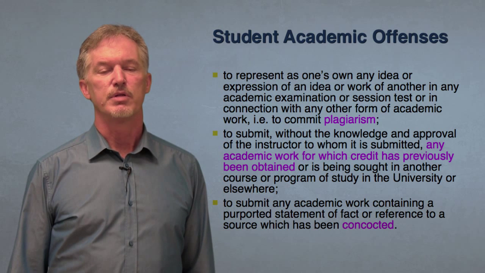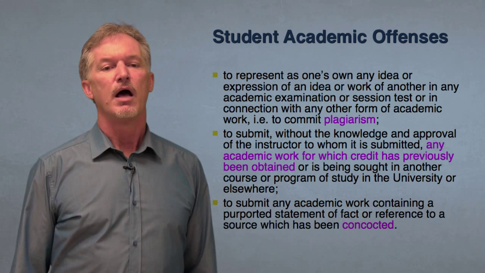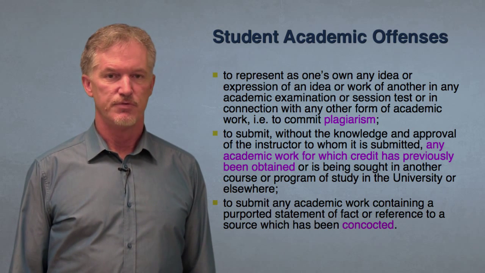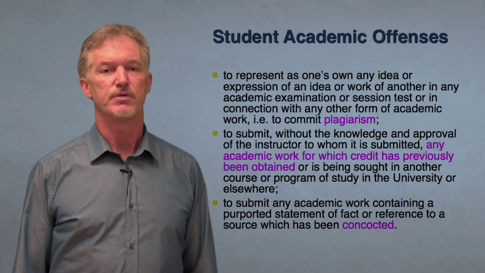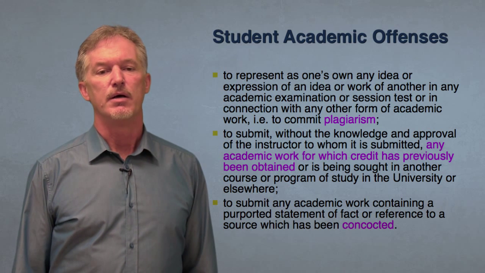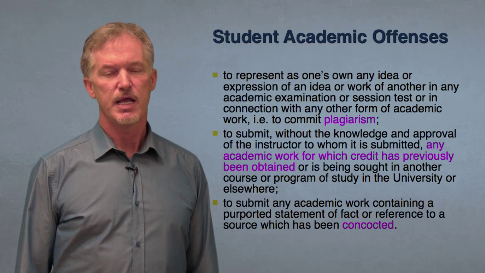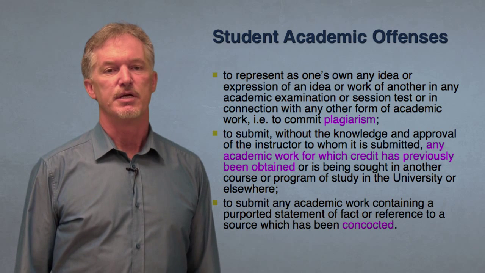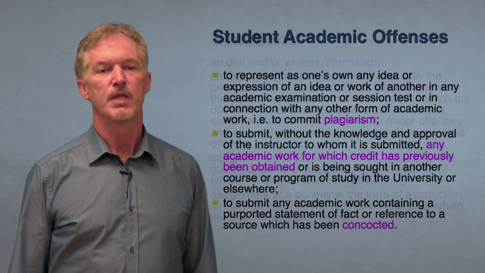Offenses also include plagiarism. Plagiarism is covered in module number 5. Submitting any work that has already earned academic credit again for a second course, without the knowledge and approval of the course administrator or the university, is an offense. And submitting any data that's been concocted, or information that's not strictly true, is also an offense.